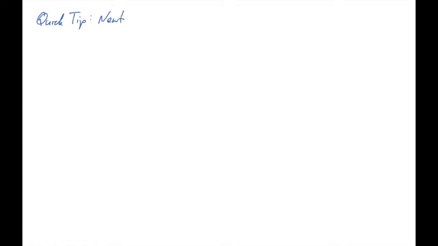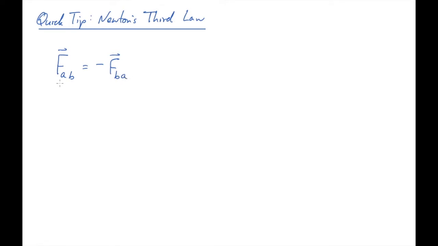Newton's third law tells us that forces always come in pairs. When object A exerts a force on object B, B pushes back on object A with a force of the same magnitude. It pushes just as hard, but in the opposite direction. That's why the minus sign is there.